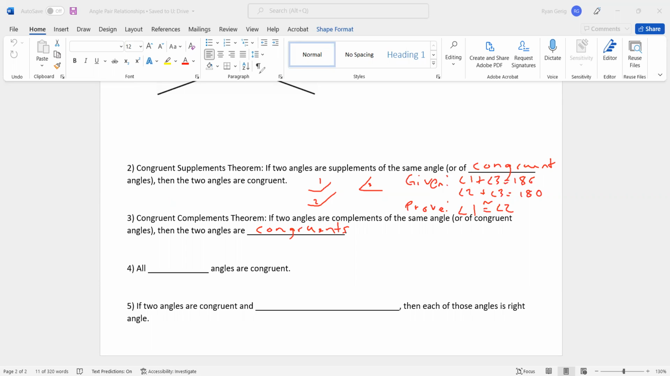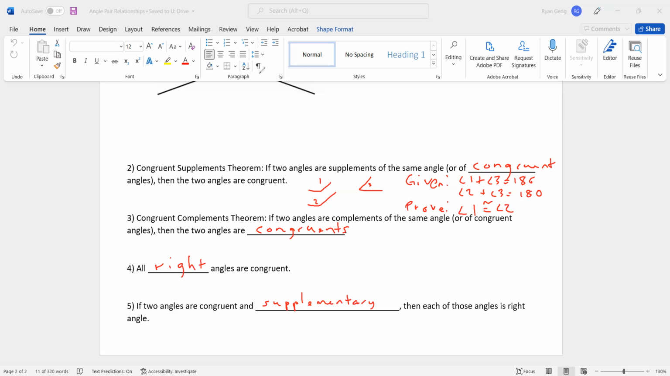Okay, number 4 is going to seem like a duh statement. All right angles are congruent. Well, yeah, because they're all 90, and 90 is always equal to 90. Okay, if two angles are congruent and supplementary, then each of those angles is a right angle.